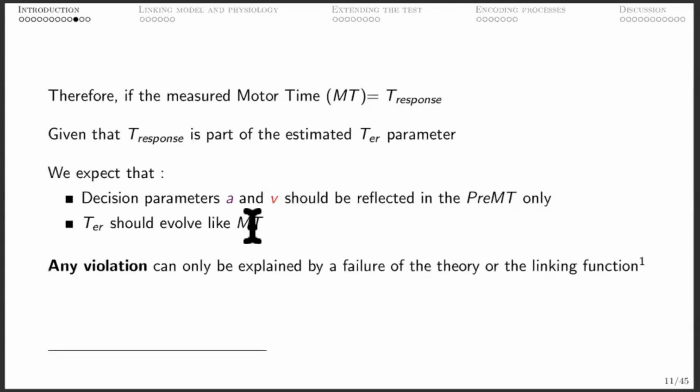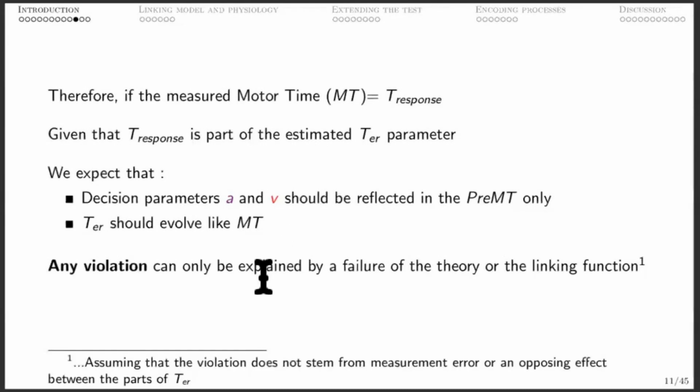So any violation of this expectation can only be explained either by a failure of the theory that the model is implementing or by the linking function we define between motor time and response execution. This is assuming that the violation does not stem from measurement error or some kind of opposing effects between the parts of non-decision time.